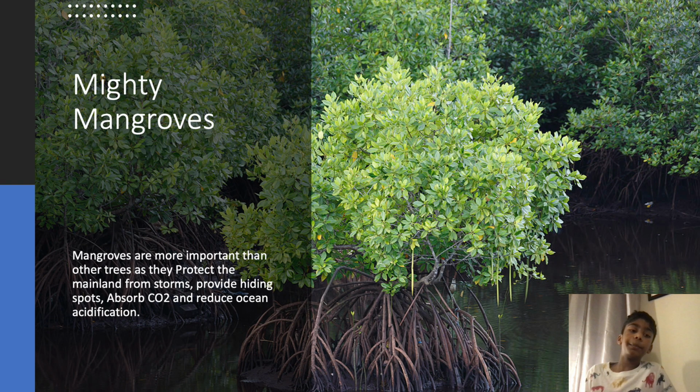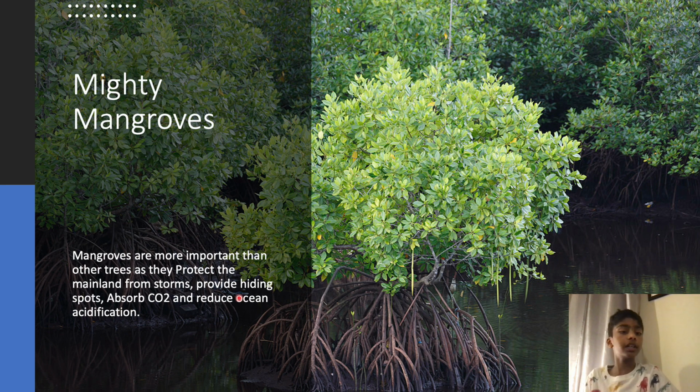Let's have a look at mighty mangroves. So I was going to talk about plants, but when I was looking at plants specifically for these three habitats, I noticed that we don't really need to talk about plants in general, because we have mighty mangroves, which are very important because they're like trees, but unlike other trees, they are much more important because they protect the mainland from storms, which is what forests do, and they provide hiding spots for animals both in the air and underwater.